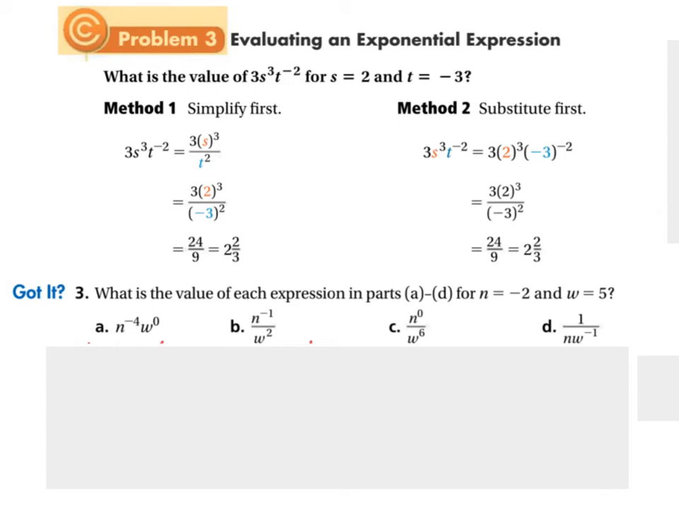What's the value of each expression if n is equal to -2 and w is equal to 5? You're going to pause the video right now and attempt this. You can use either method, either simplifying first by moving things to get rid of the negative exponents, or substituting first. Either way, pause the video now, write down your answers, and check your answer against my answers after you have an answer of your own.